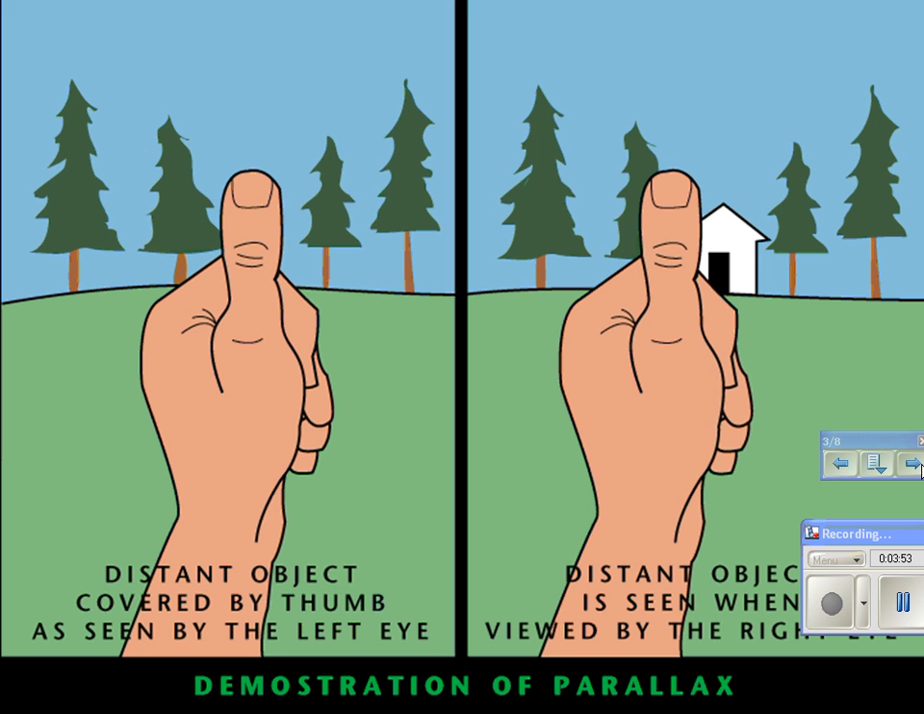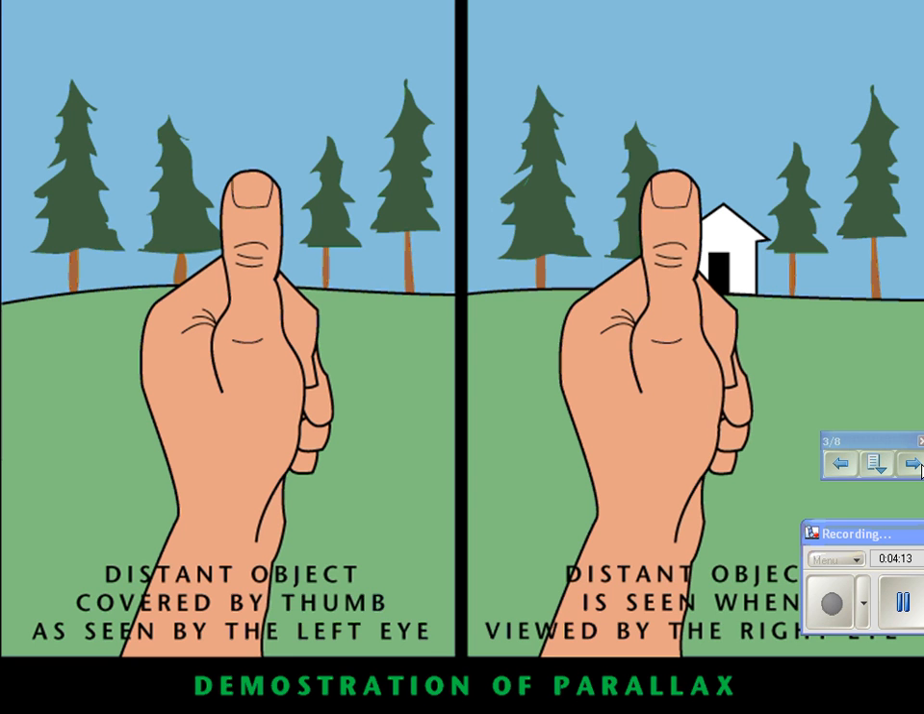Notice that when you do the same thing and the thumb is closer, your thumb moves much farther. Farther away, the thumb moves much less. That is parallax, that idea. And you actually use it all the time. It is how your brain does depth perception.